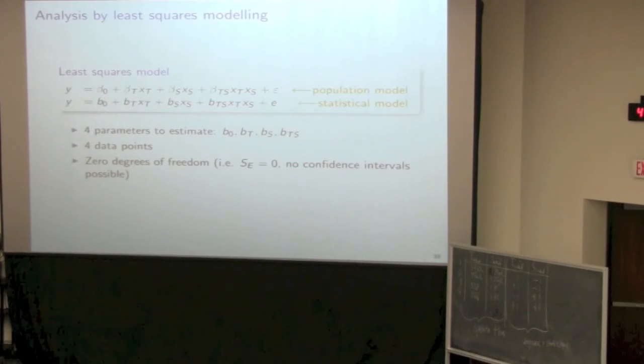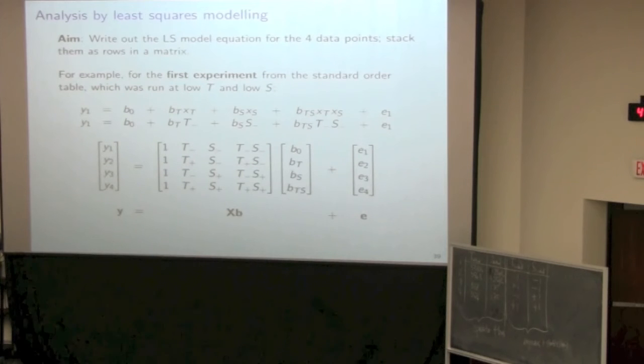We've got four data points from our four experiments. We're going to have 0 degrees of freedom left. So four unknowns, four data points. So that's the statistical model I would like to build that's going to represent my four experimental data points. So let's take a look at how we do that.